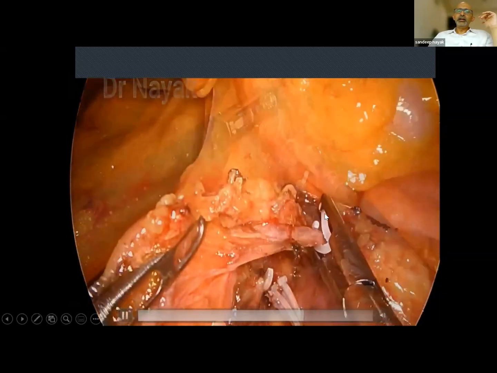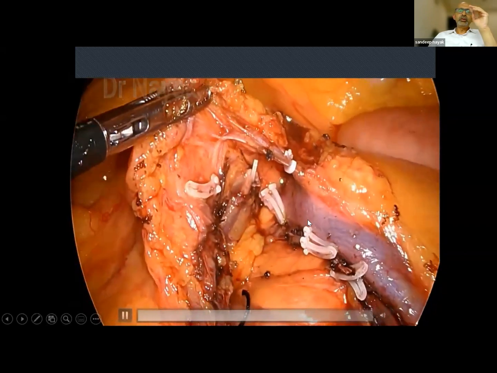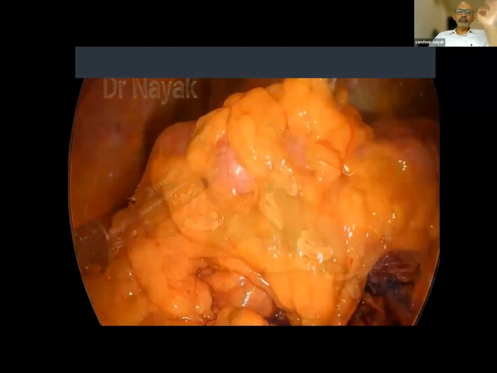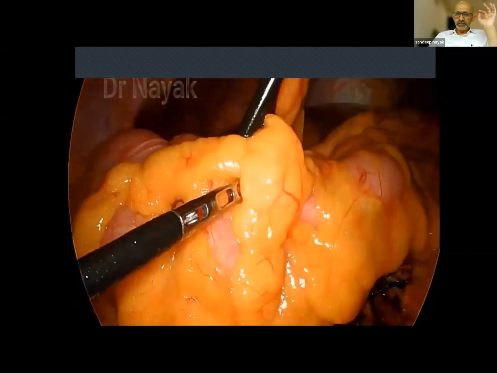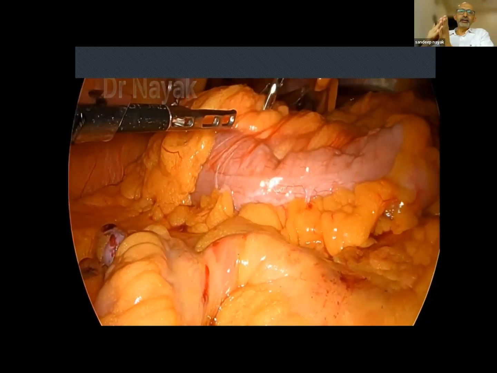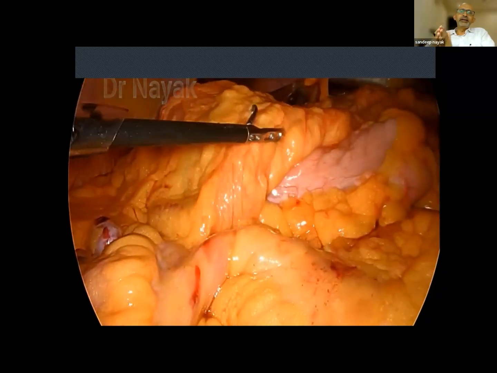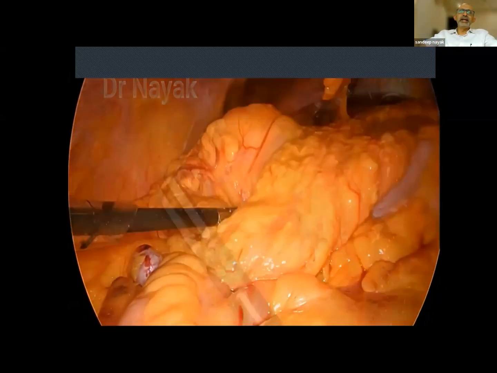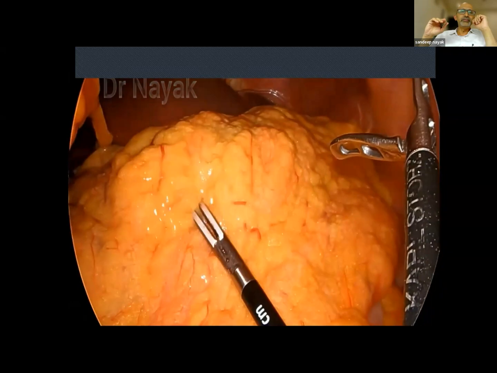And remember, middle colic artery branches out as soon as it originates from the supramesenteric artery. Don't look for that Chaurasia's anatomy diagram where there is a long length and then branching. So that's not the way it works.